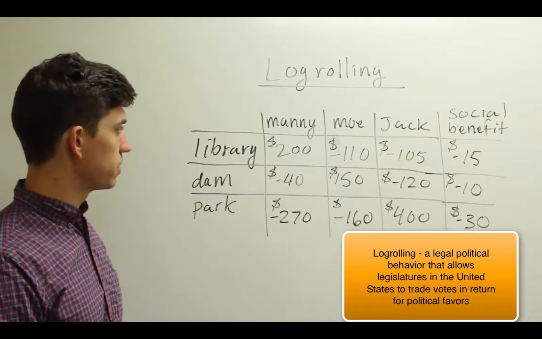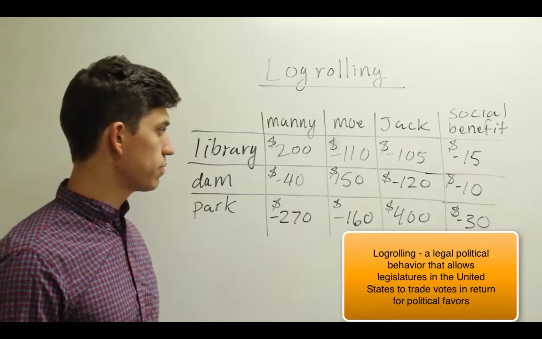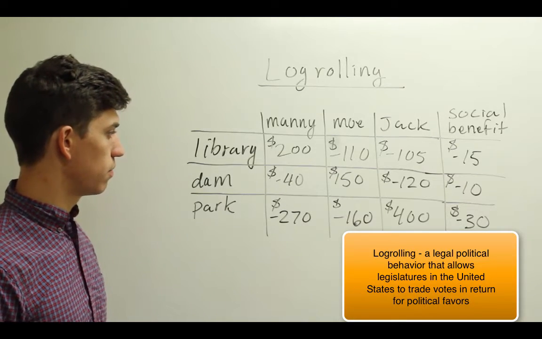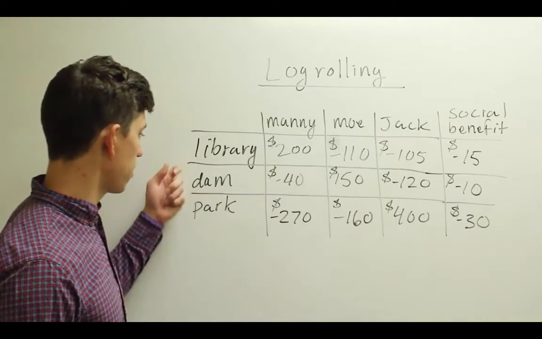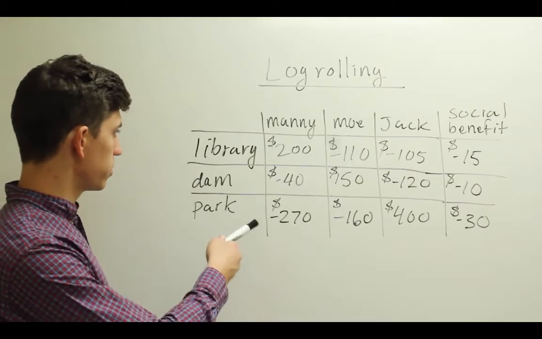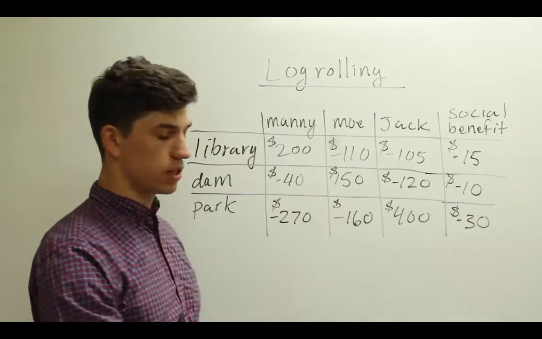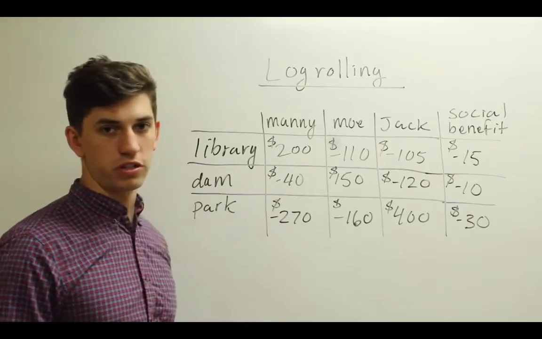So the idea behind this problem is that we have an economy of three people, Manny, Mo, and Jack, and three projects that they could vote to build. So a library, a dam, or a park. And these numbers inside represent the utility or the benefit that each one of these people gets from this project being built.